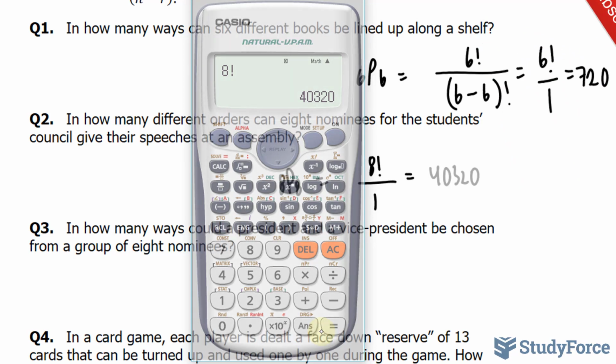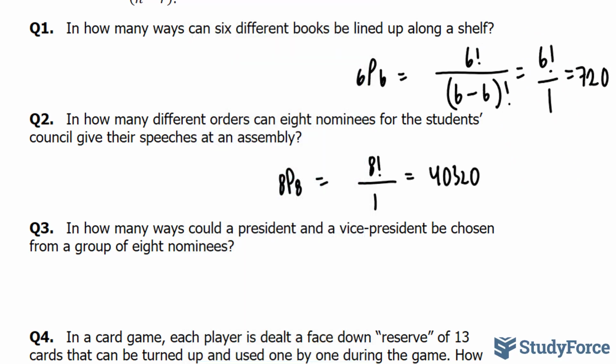In the next question, question number 3, we're asked, in how many ways could a president and a vice president be chosen from a group of 8 nominees? Now, using the fundamental counting principle, there are 8 times 7, or 56 ways to choose a president and a vice president. Think about it. You start with 8, you pick your first one, and then you're left with 7, and there are 7 possible ways in the second selection.